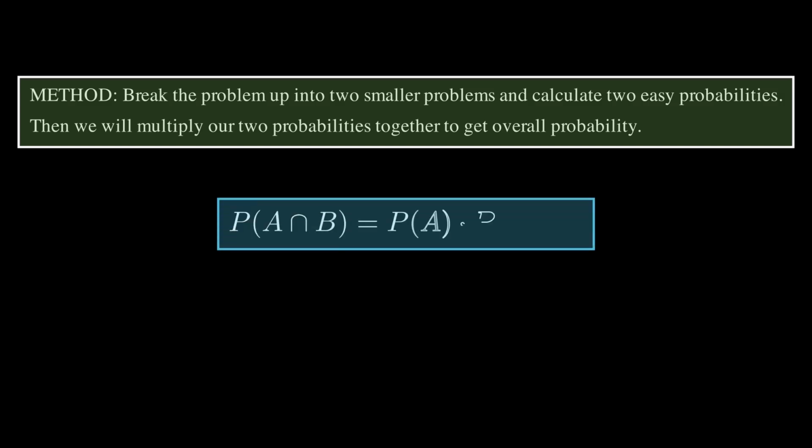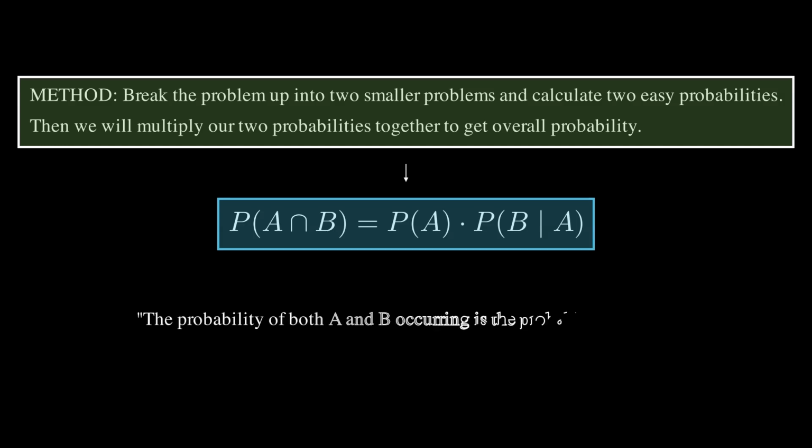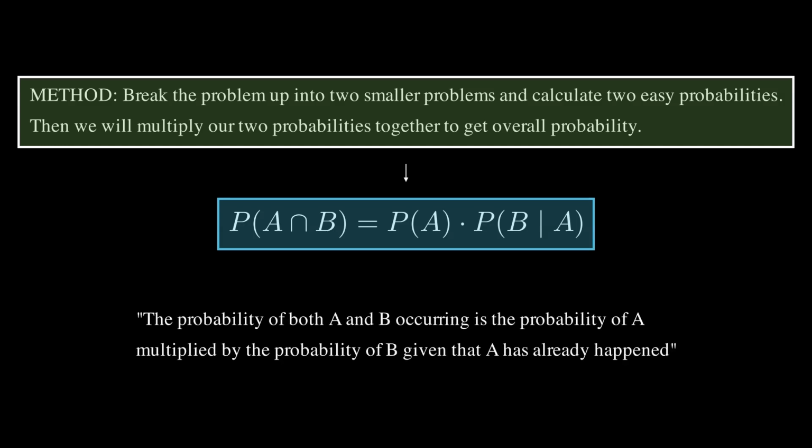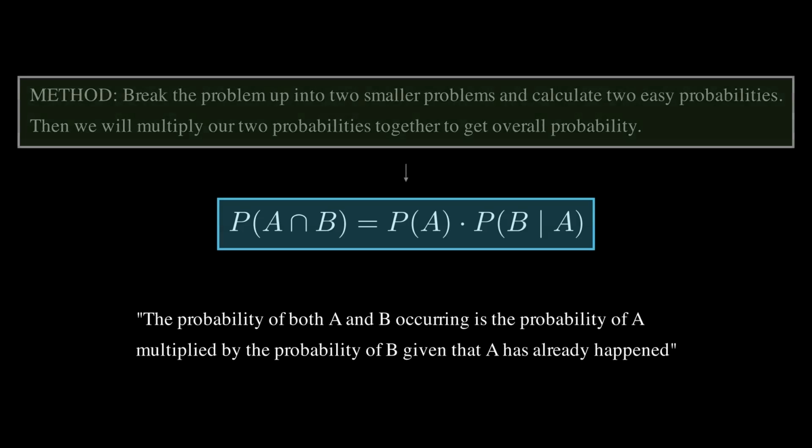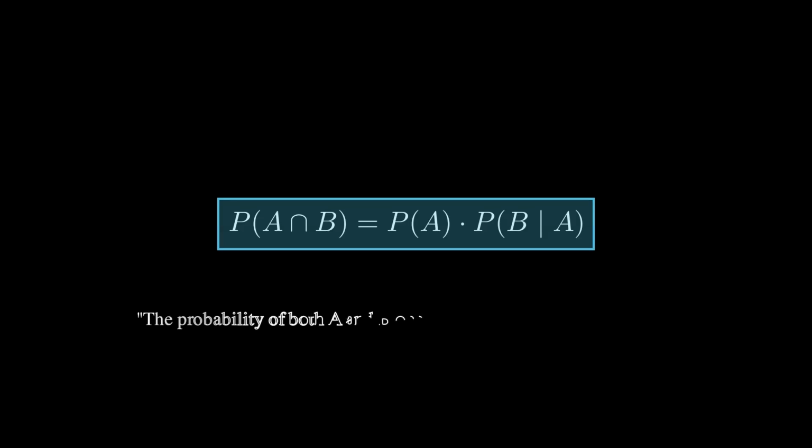We're going to be using this scary looking formula right here. It looks confusing, so it might be helpful to think about it in plain, simple words first. This formula really says the probability of both A and B occurring is the probability of A multiplied by the probability of B, given that A has already happened. Sounds difficult, but as we solve some problems, you will find it's a lot more intuitive than you may think.